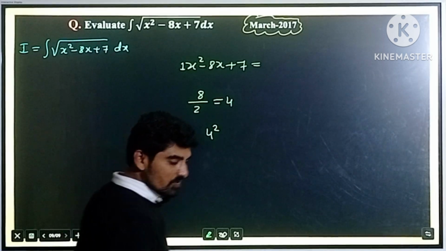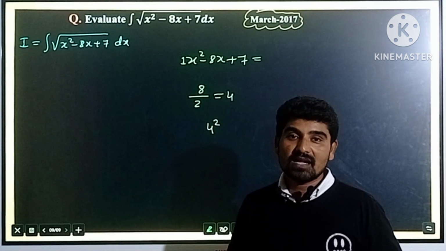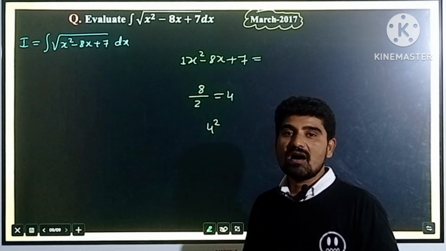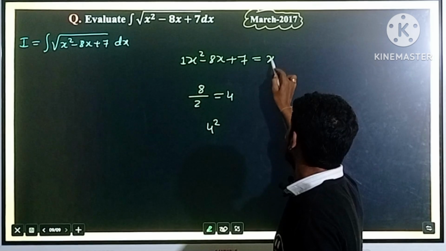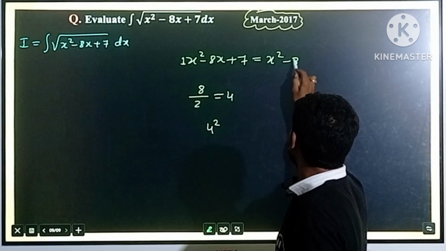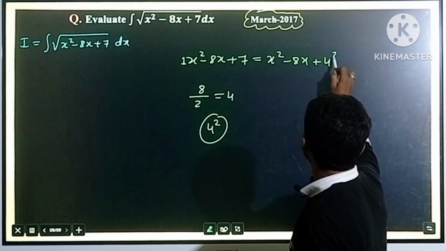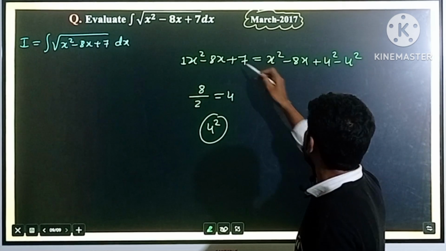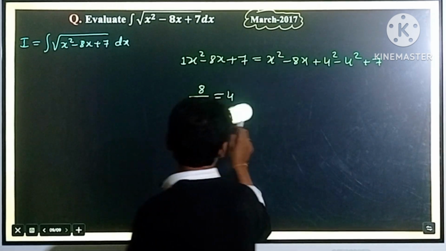The procedure again: first we make the coefficient of x square 1, then add and subtract the square of half of the coefficient of x. So, x square minus 8x, add and subtract 4 square, plus 4 square minus 4 square, and then plus 7 as it is. I hope all of you are understanding.